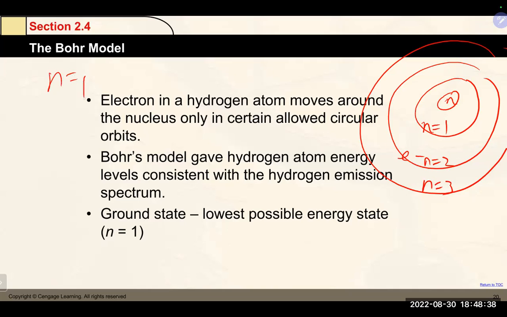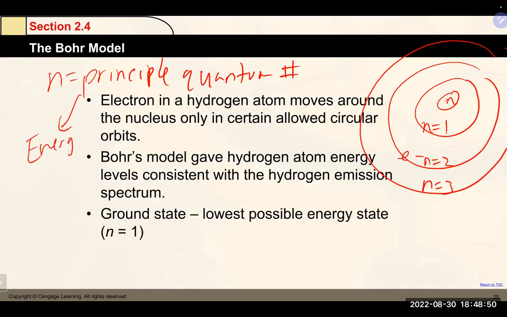N is what is referred to as the principal quantum number. It is a fancy word for basically energy level. So the principal quantum number basically describes the energy level at which you can find an electron. N equals 1 is the ground state. It is the lowest energy level. It's the one closest to the nucleus. Anything above that, like n is equal to 2 through 7, for example, those are what are referred to as excited states.